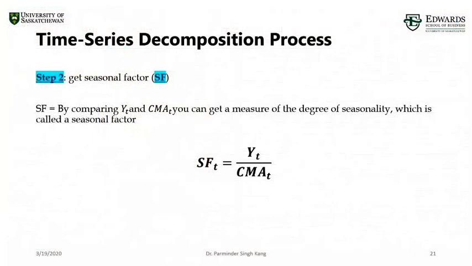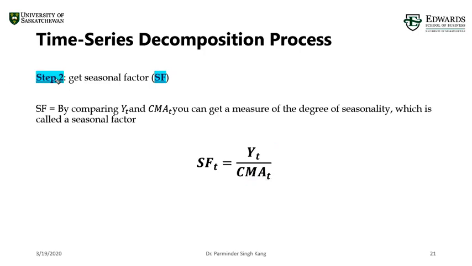Now, step 2: once you have your centered moving average, let's get the seasonal factor. The seasonal factor is simply a ratio of actual sales, in this case, or the actual demand, divided by the centered moving average. The most common mistake I have seen in exams, and even in real life, is that students simply divide this by the moving average. In our case, don't divide it by MA4. I want you to divide it by the centered moving average, which is column E.